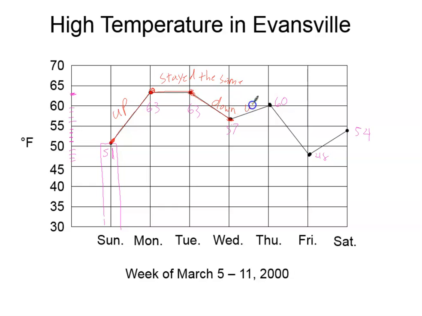Wednesday to Thursday, we went up again. Thursday to Friday, we went down. And Friday to Saturday, we went up. They could also ask you things like, hey, how much did it go up from Friday to Saturday? So I would just need to take my 54 minus my 48.